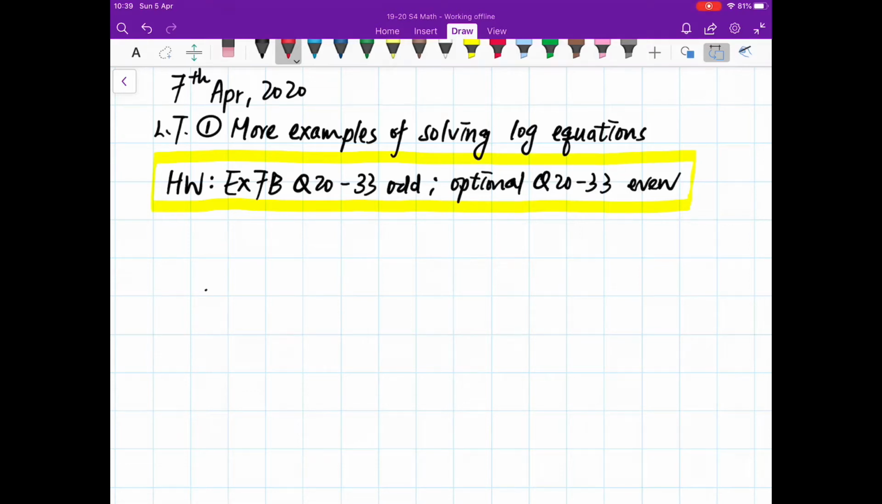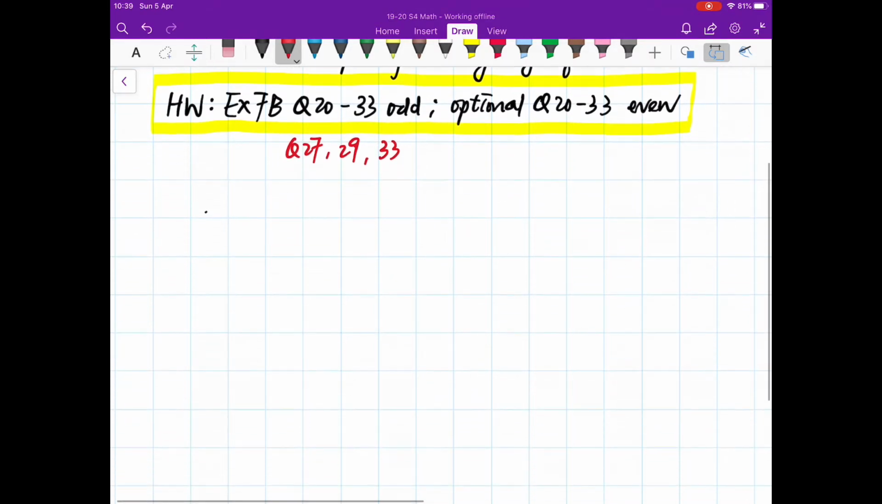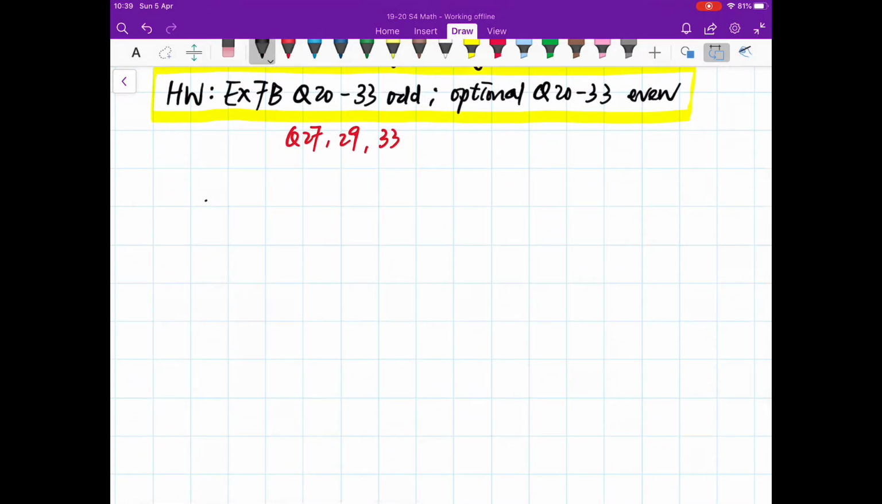Hi everyone, in today's lesson, I will give you some more examples of solving log equations. And for the yellow box, these are the questions for today's homework. So in this video, I will talk about exercise 7b, question 27, 29, and 33. Okay, so let's start with question 27.